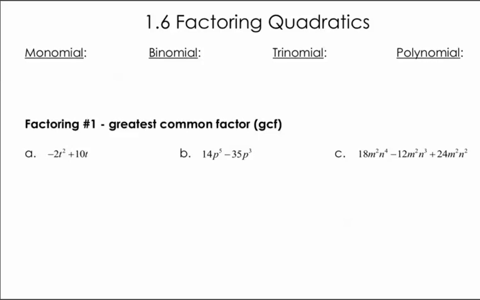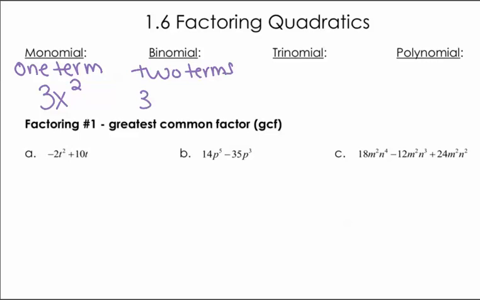A monomial means that we have just one term. Now, a term is something like 3x squared. So notice there's no addition or subtraction. A binomial would be two terms. That would be something like 3x squared plus 1. So that plus 1 means now we have two terms.